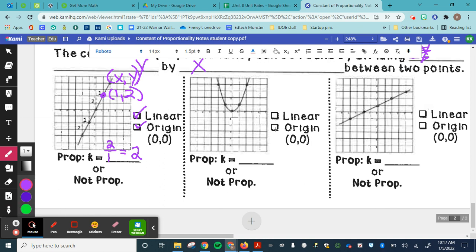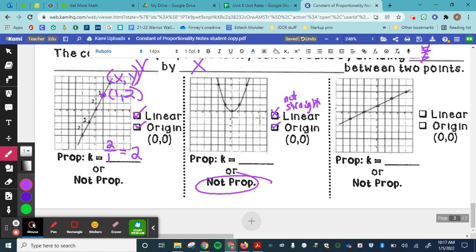So for this next one, like you guys already told me, it is not linear because it's not straight. So it's not proportional. It does go through the origin, but it has to be both. If it's not both, it's wrong. So that one is not proportional.